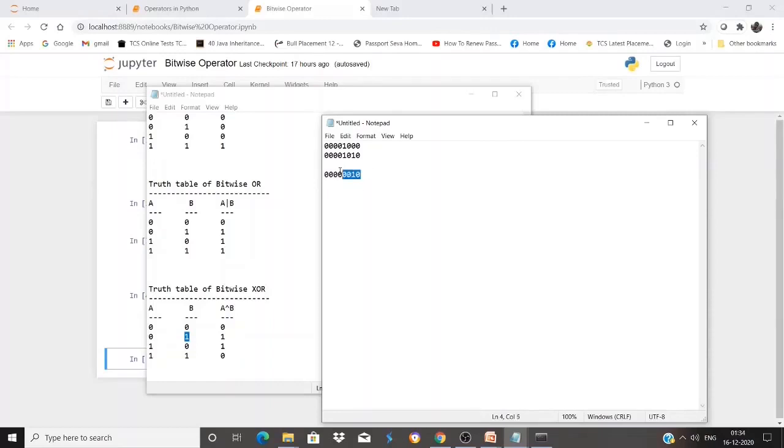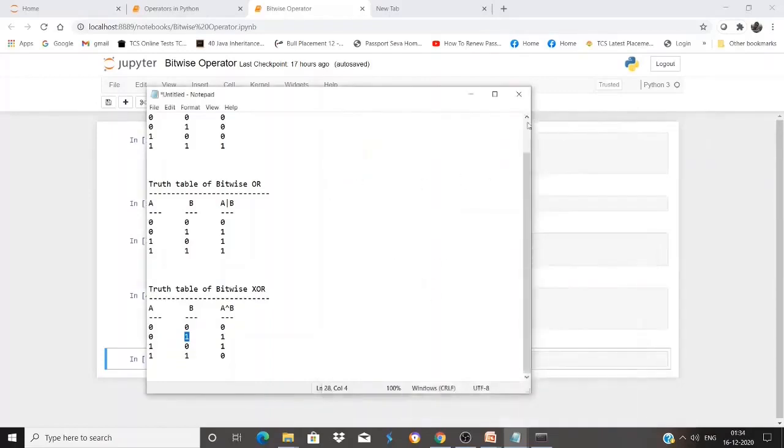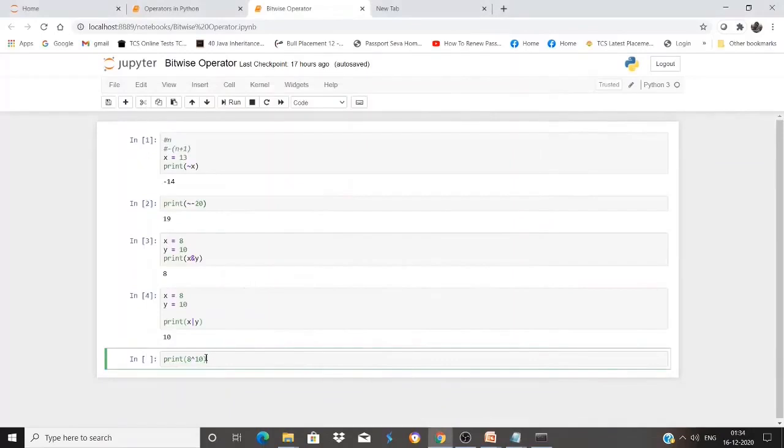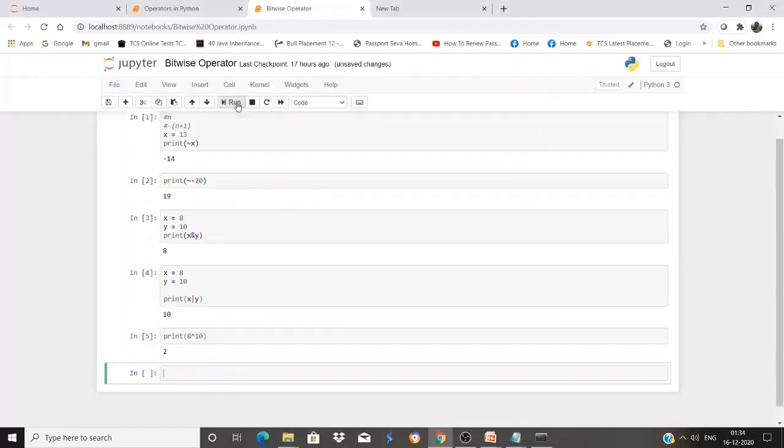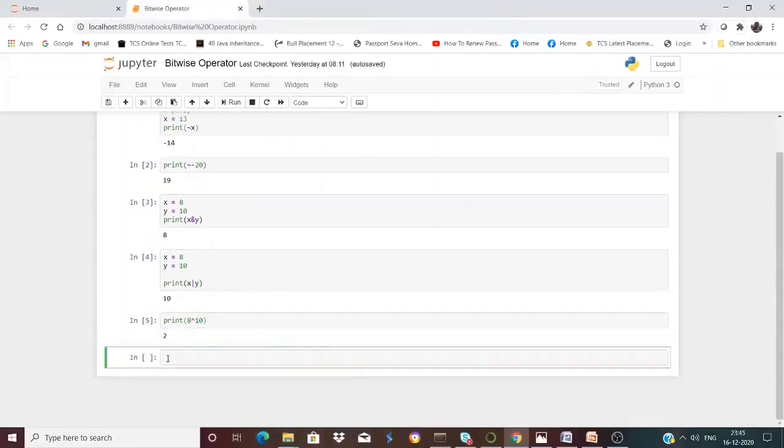Now if we convert this binary to decimal, we get 2. So the output of the bitwise XOR operation should be 2. So let's check that, and we get 2 as expected. So the next thing that we are going to discuss is the bitwise right shift operator. As its name implies, the bitwise right shift operator shifts every bit of a number to the right.